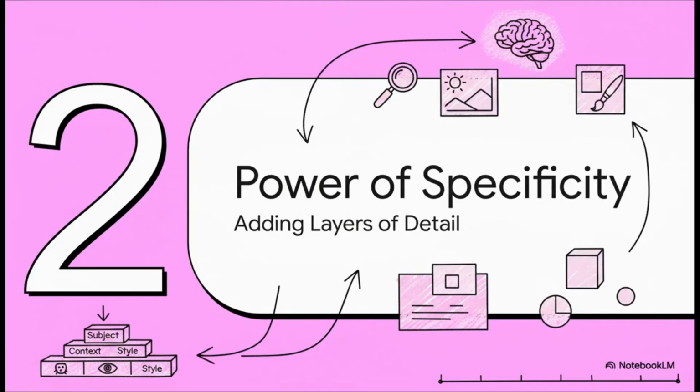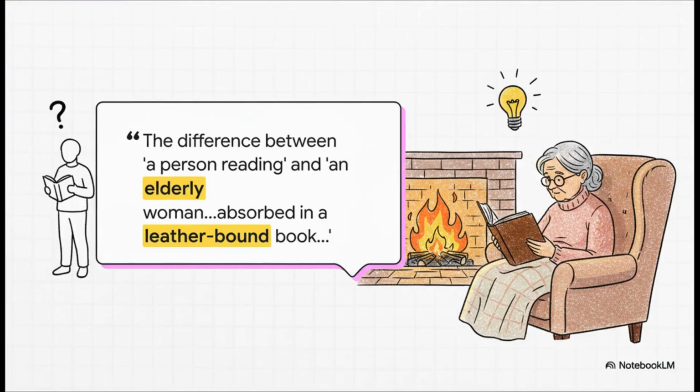So we've got our foundation: subject, context, and style. Now it's time to level up. The real magic, the stuff that makes your jaw drop, happens when we start adding layers of really specific detail. Just listen to the huge emotional jump here. A person reading, okay, it's an activity, but an elderly woman with silver hair and reading glasses absorbed in a leather-bound book beside a fireplace, that's a whole story. You can feel the warmth, right? That's a feeling. Specificity is what turns a simple description into something with real soul.